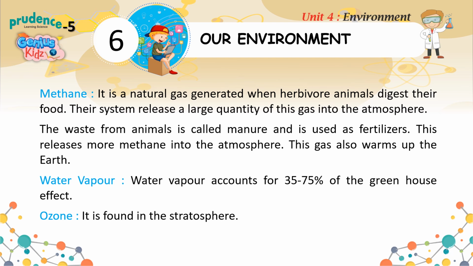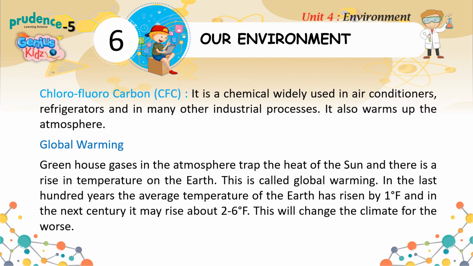Water vapor. Water vapor accounts for 35 to 75% of the greenhouse effect. Ozone. It is found in the stratosphere. Chlorofluorocarbon, CFC. It is a chemical widely used in air conditioners, refrigerators, and in many other industrial processes. It also warms up the atmosphere.